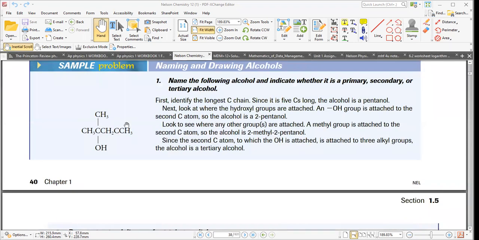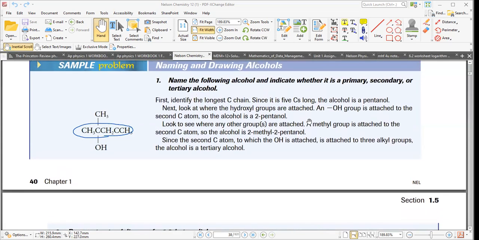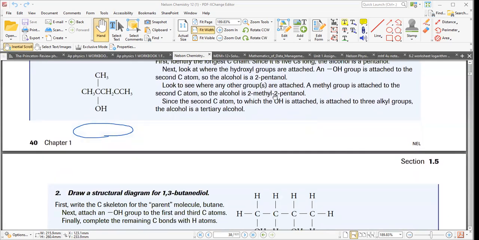Now we want to name this. Of course, this is your main chain, and it is alcohol. See, this is 1, 2, 3, 4, 5. You have 5 carbons in the main chain, so it's going to be pentanol. On the second carbon the OH is attached, so 2-pentanol. And on the second carbon there is a branch, 2-methyl, 2-pentanol. Let's look at the answer. Here, 2-methyl-2-pentanol.